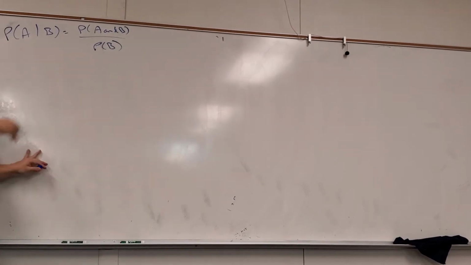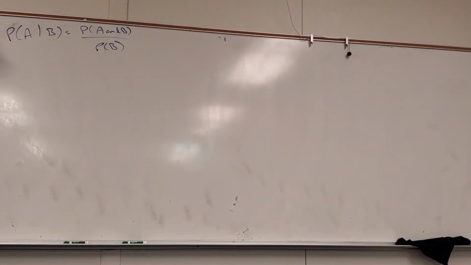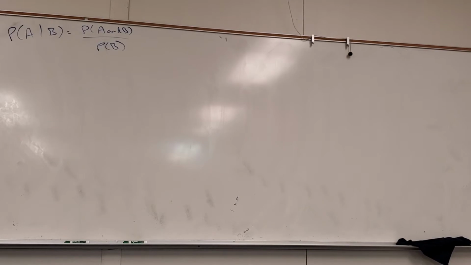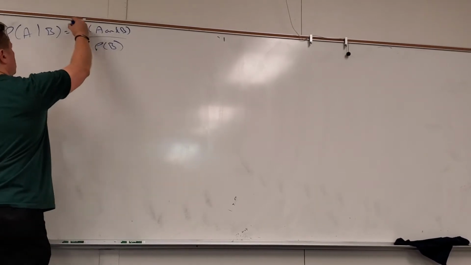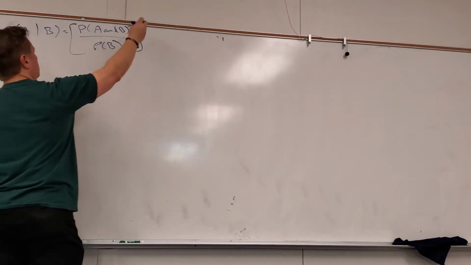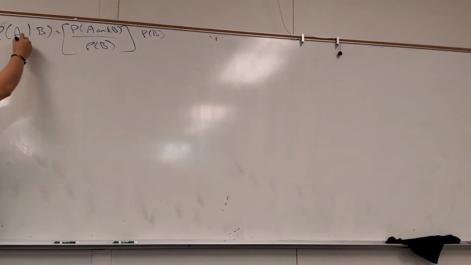So algebraically, I can figure out what the probability of A and B is right now. How do I solve for the probability of A and B? Oh, you multiply. Get rid of P of B. Multiply by P of B. Is that cool?